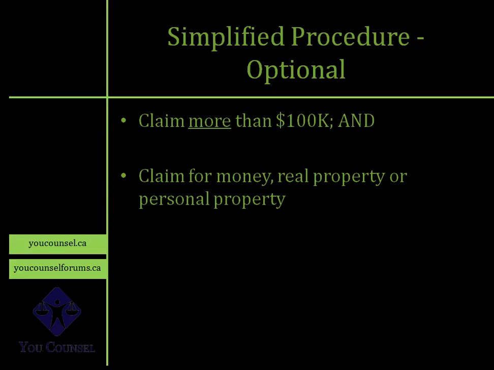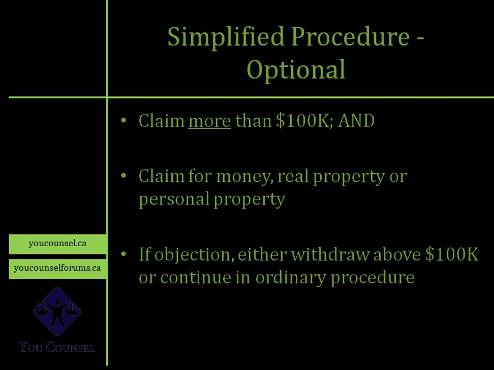So when the defendant objects, and that objection comes in the statement of defence, then you have two options. Either you withdraw your claim which exceeds $100,000, so that portion of the claim. In other words, you are limiting the money value of your claim to $100,000, or you can say, I will continue this action in the ordinary procedure. And if you continue in the ordinary procedure, you have a form that you need to serve and file. So there's a separate discussion that we'll have on that form.